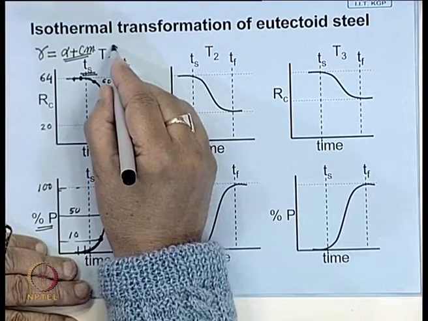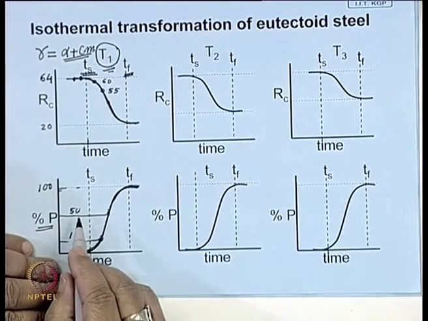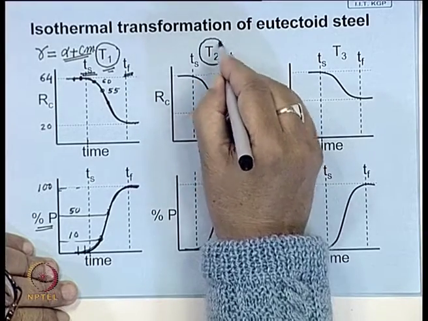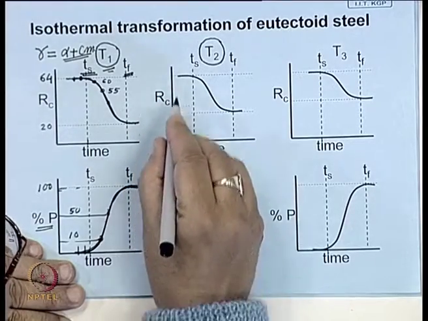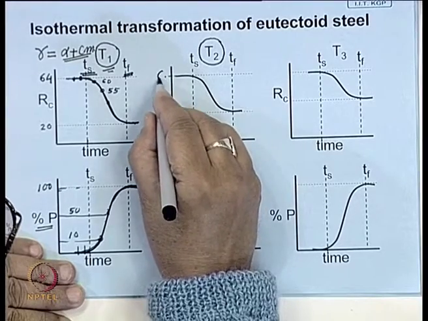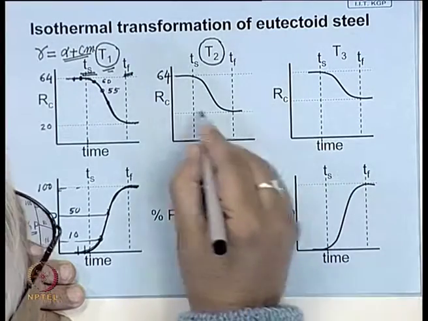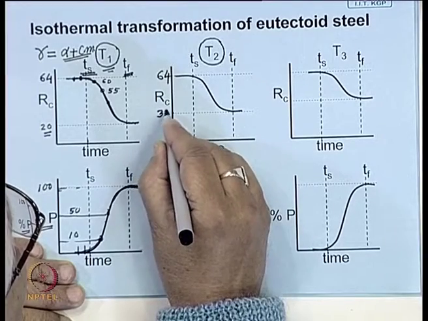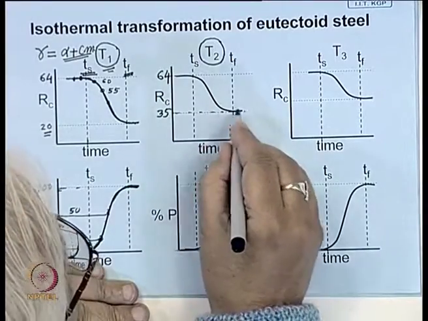And we do the similar experiment that you have done by keeping that intermediate bath at T1. We repeat the same experiment at another temperature T2, and there also you do exactly the same thing. Here you find that although the structure is still pearlite, hardness increases, maybe from 20 it becomes say 35. We will see why it becomes harder.